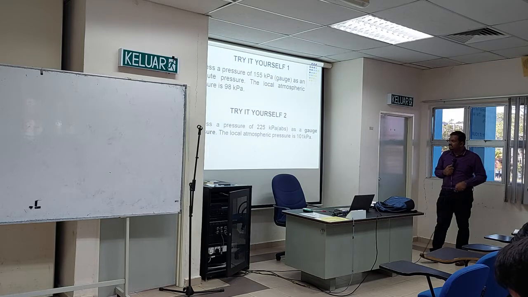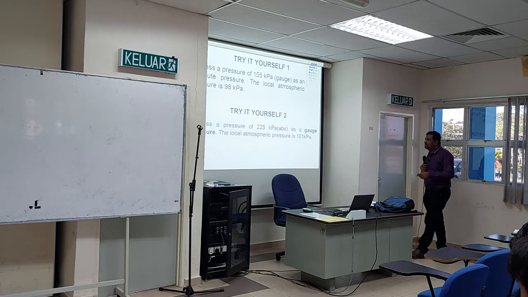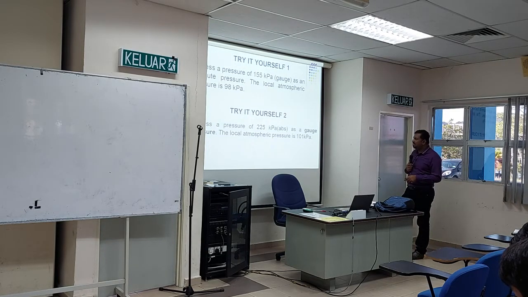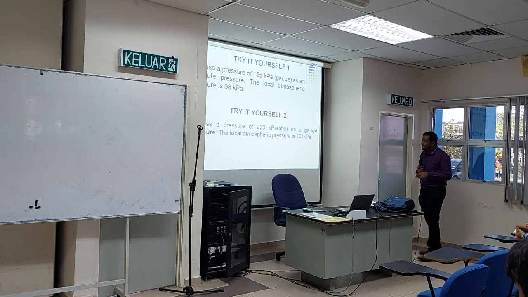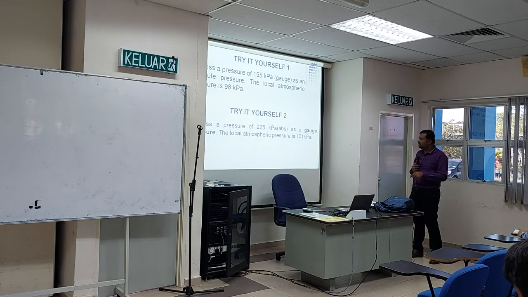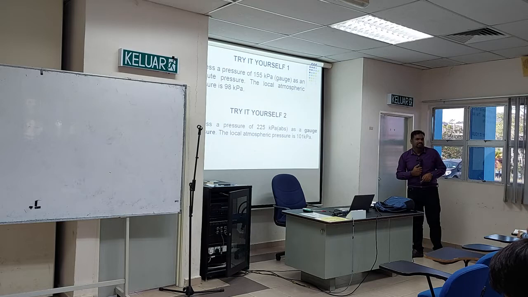Okay, so second question, express a pressure of 225 kilopascal ABS. Yang ni apa? Absolute pressure. Kalau ada ABS untuk ini, kita tahu yang ni adalah absolute pressure. Kalau dia letak dalam kurungan gauge, kita tahu yang ni adalah gauge pressure. Okay, as a gauge pressure. So dia suruh convert absolute pressure ke gauge pressure. The local atmospheric pressure is 101 kilopascal.